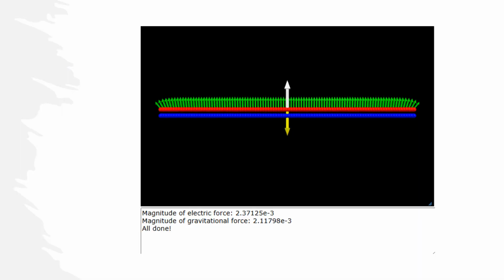Here you can see what I was talking about on that last slide. These green arrows are all of the electric forces from these point particles that you can see make up the top piece of tape, these red dots, and then the bottom piece of tape are these blue dots. This white arrow is the net electric force, which is a summation of all of these. And then this yellow arrow, like I said, is the gravitational force going down.